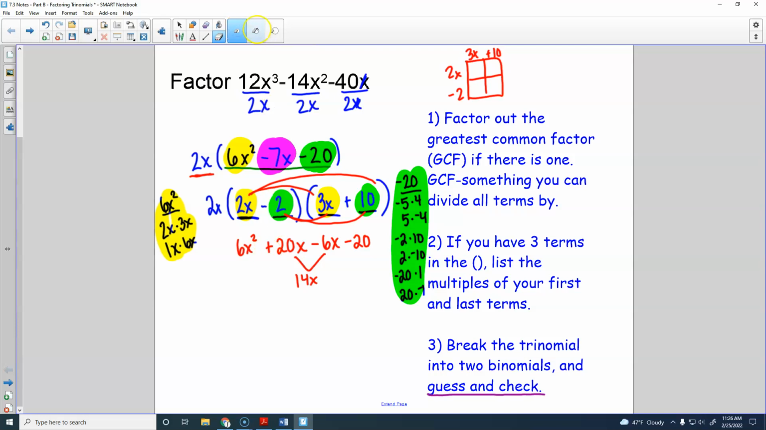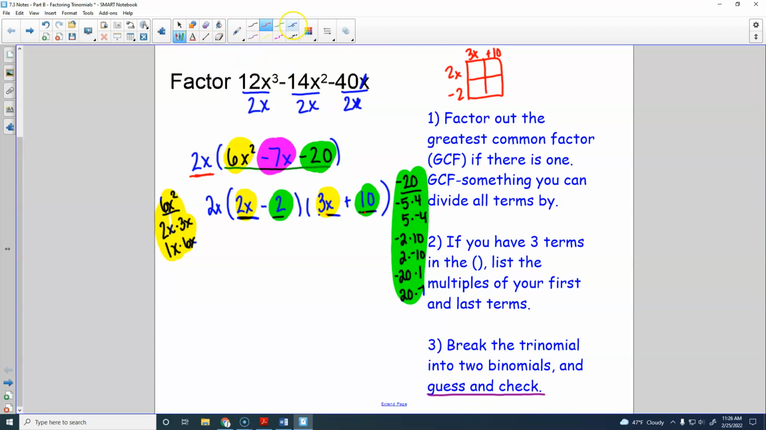It really is just a game of guess and check. If you are fast at doing this in your head, you may be able to guess and check in your head, but even if you're doing it in your head, you're still guessing and checking for this. So 2 and 10 did not work there. I will tell you, try switching 2 and 10 before you give up on 2 and 10.